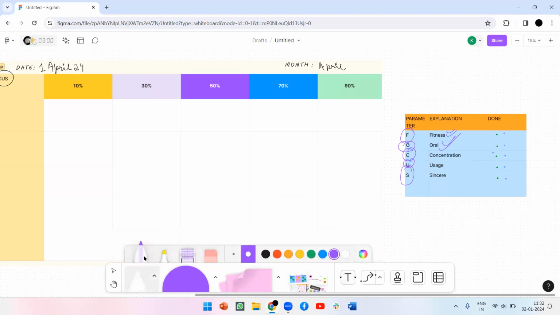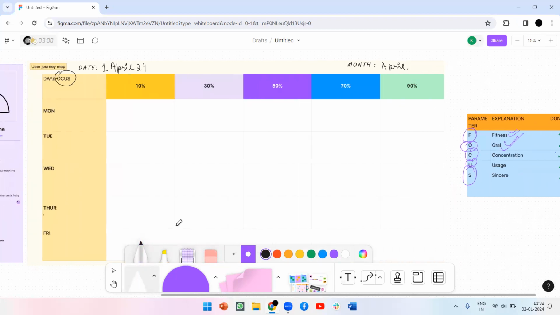And now let's start building this by taking a simple example. Let us assume that on 1st April of 24 it is Monday. Take an example: 10%. Let us analyze any student and write a student name. Suppose the student name is Mark. We are going to write the student name under that particular 10% focus.